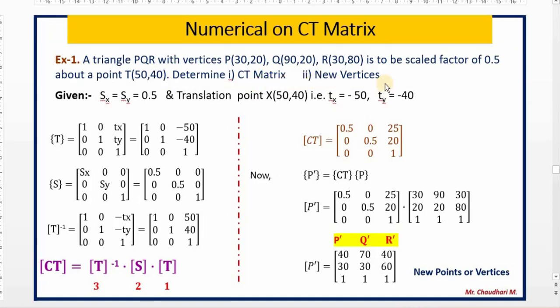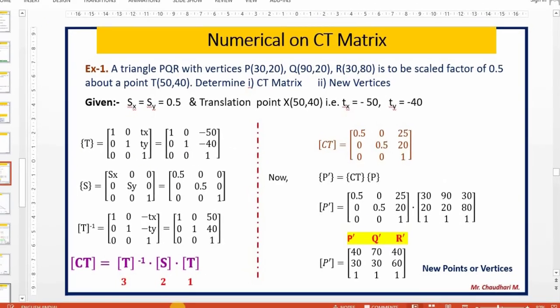So here is the given data. We solve this entire process with respect to this formula. CT is equal to the product taken in order from backward to front. But how is the actual graphical representation done over here? So see, the first point is 30, 20, then 90, 20, and the last point is 30, 80.